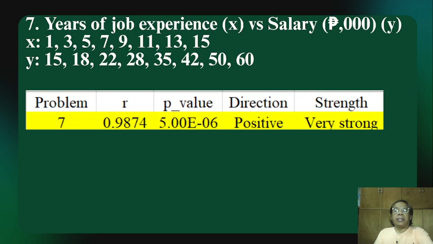Number 7. Years of job experience X versus salary in 1,000 pesos, Y. So input all of these values. And so the problem in problem number 7 using Excel, R is 0.9874. And the p-value is 5 times 10 raised to negative 6. The direction is positive and the strength is very strong. So the line has a positive slope.